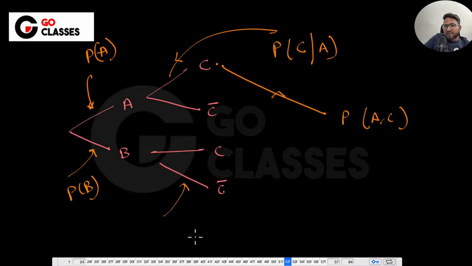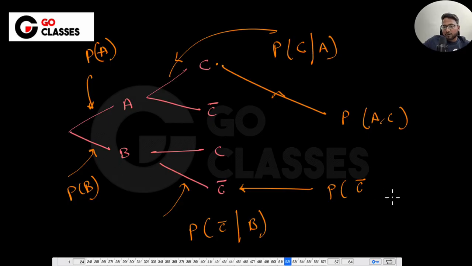And this, can you guess it? This is the probability of C complement given that B has already happened. And what is this node probability? This is the node probability, which is the probability of C complement intersection with B, the happening of C complement and B together.